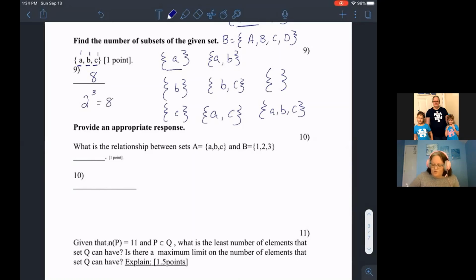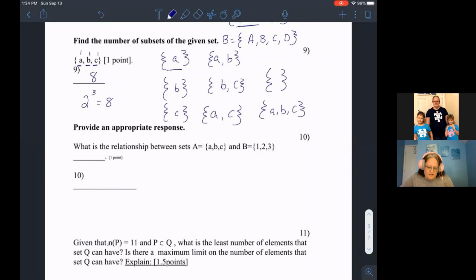So that would also work, say, if you had a set that has 6 characters in it. You would do 2 to the 6th power. That would give you how many subsets are in that set. But our answer would be 8 in this case.